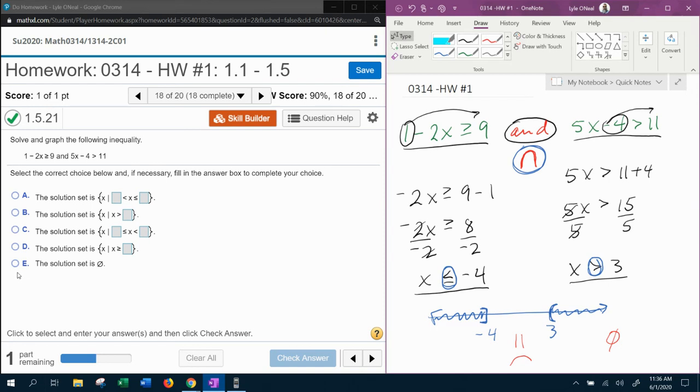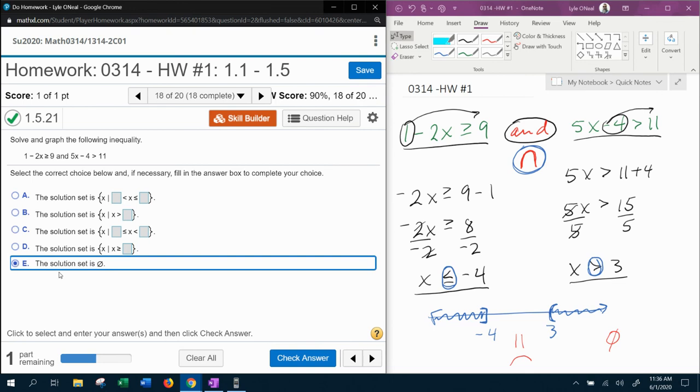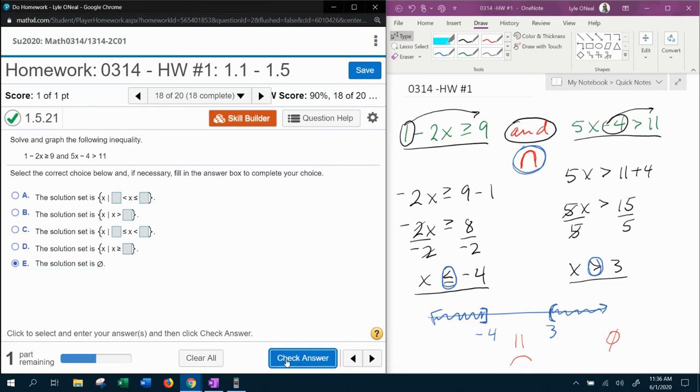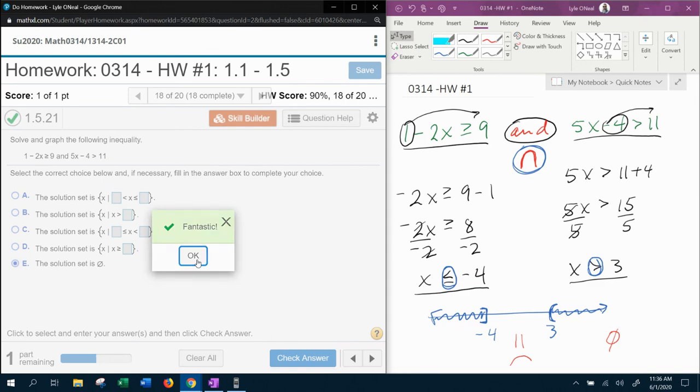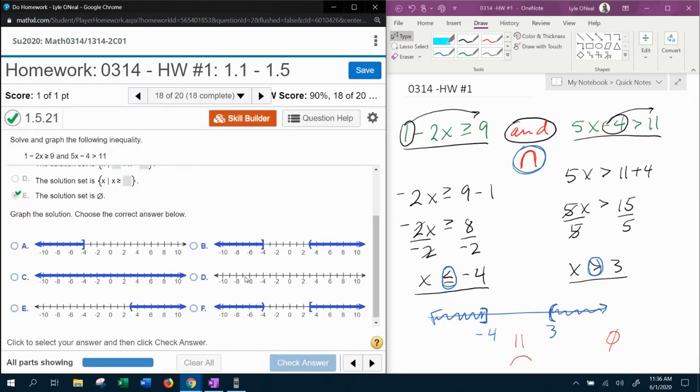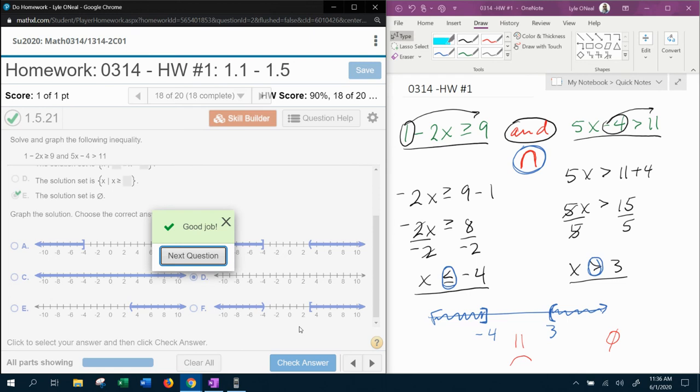So if you're working with an intersection, and the shadings don't overlap, it's the empty set, no solution, okay? And then what is that graph going to look like? Well, it's going to be nothing is shaded. If there's no solution, then nothing is shaded.